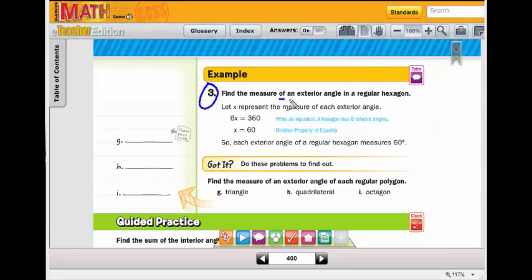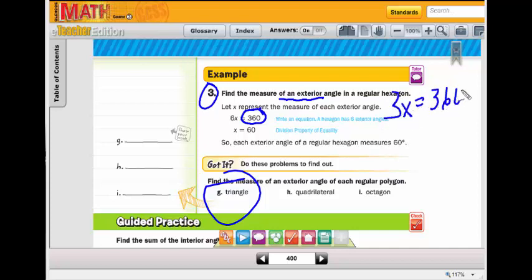Find the measure of an exterior angle. And remember, when it comes to exterior angles, they always have a total of 360 degrees. So if we have a triangle, we would have 3 angles, so 3x equals 360 degrees. Divide both sides by 3. We can kind of do this in our head. 3 divided by 3 is 1, 6 divided by 3 is 2, and 0 divided by 3 is 0, so that's 120 degrees. So x here would be 120.